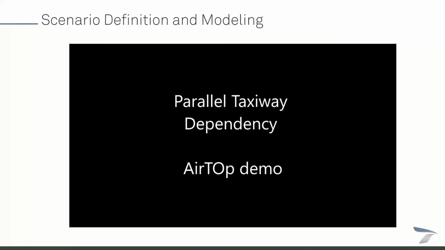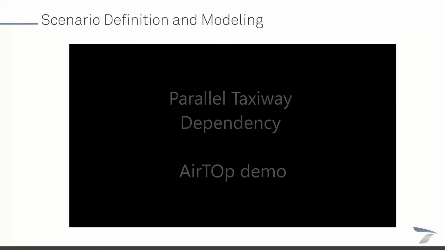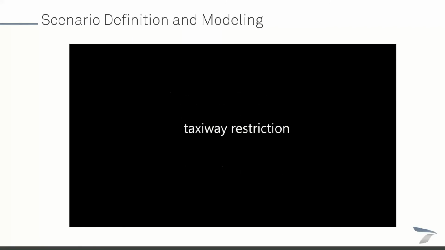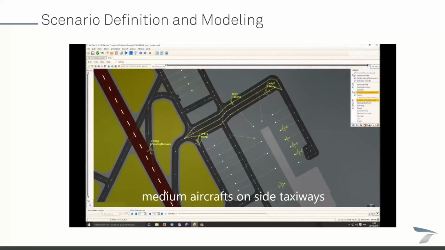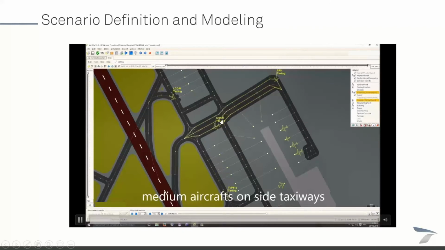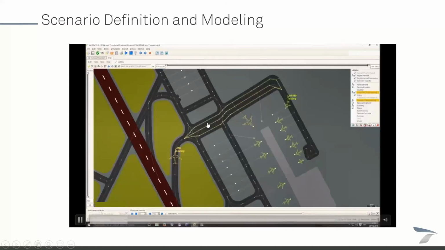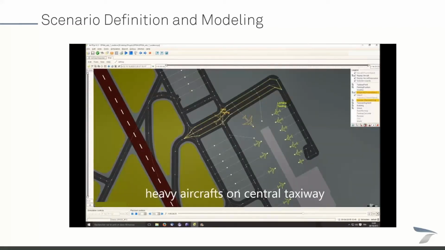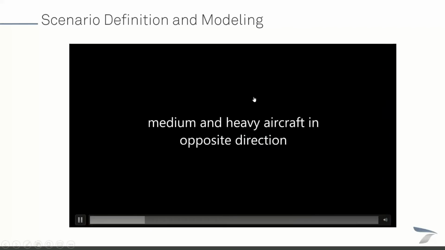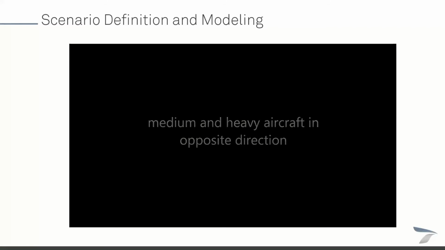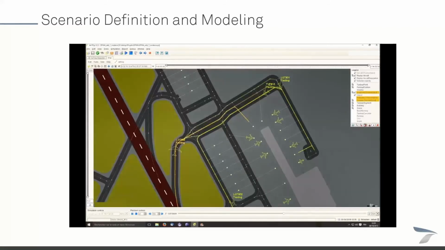Okay. So here what we have first is a parallel taxiway dependency. So this situation happens sometimes where we have, in this particular case, these three taxiway segments, and the center taxiway segment is going to be used by heavy aircraft, and the outer two are going to be used by lighter, smaller aircraft. So this is what we see essentially when we have a big aircraft, they have to taxi in the middle segment. Okay, so what happens if you have opposing traffic?